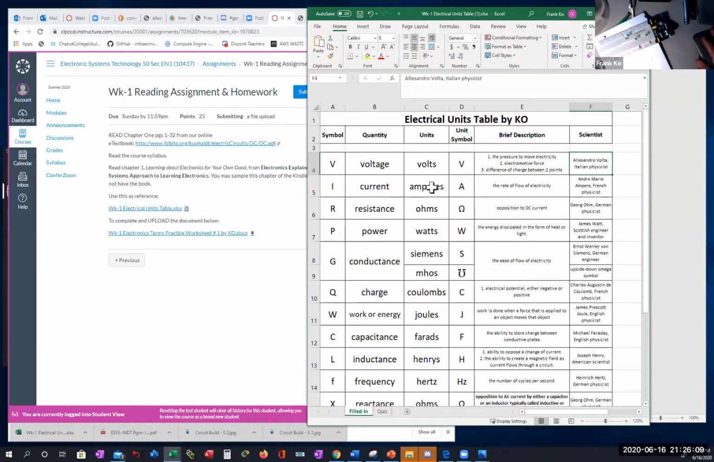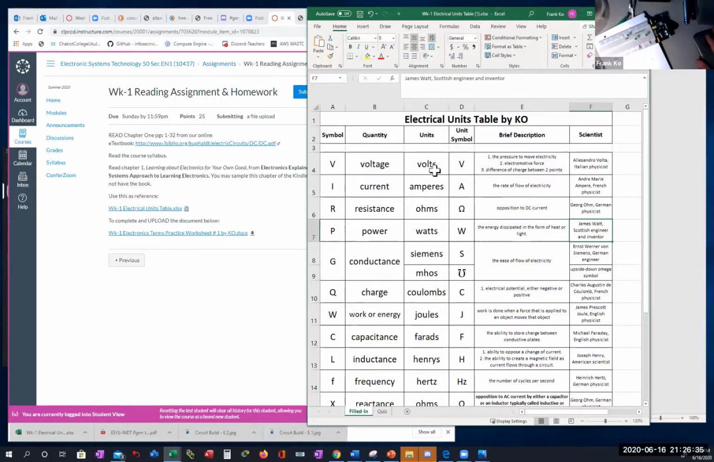Current is in what units? Amperes or amps. Who's it named after? André Marie Ampère, French physicist. Resistance is what units? Ohms. Who's it named after? Georg Ohm, German physicist. Power is in what units? Watts. Who's it named after? James Watt, Scottish engineer and inventor. If you invent something, you can name it after your family name and be famous.